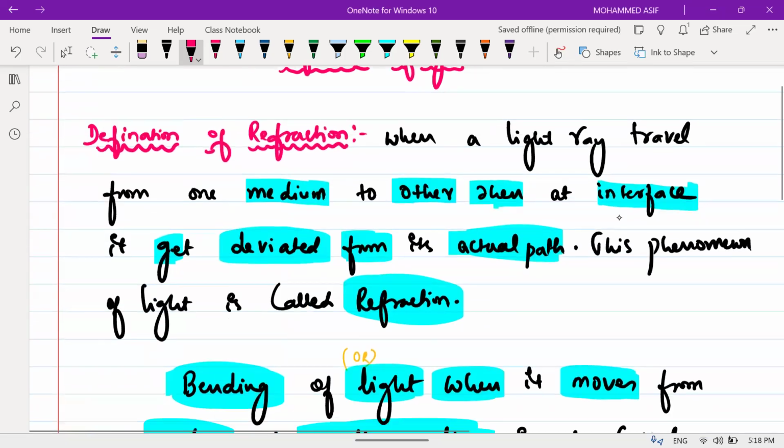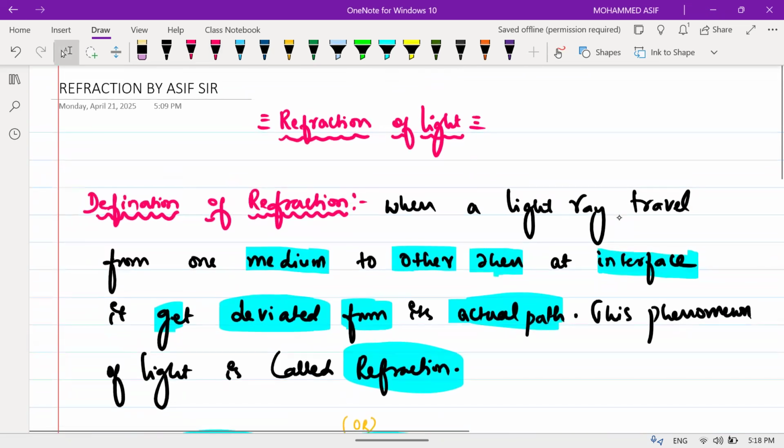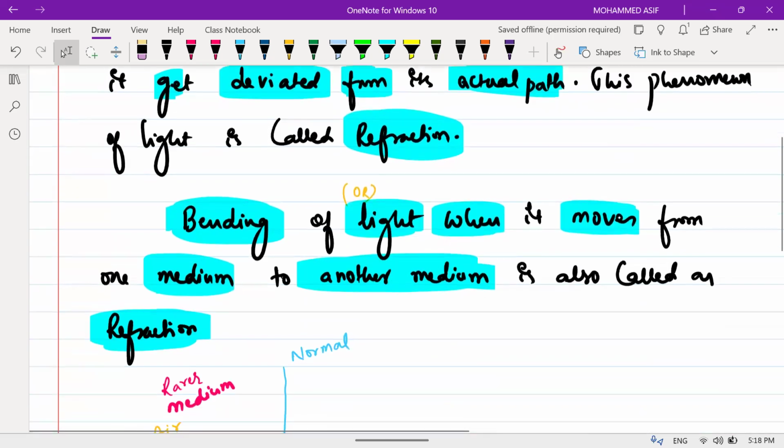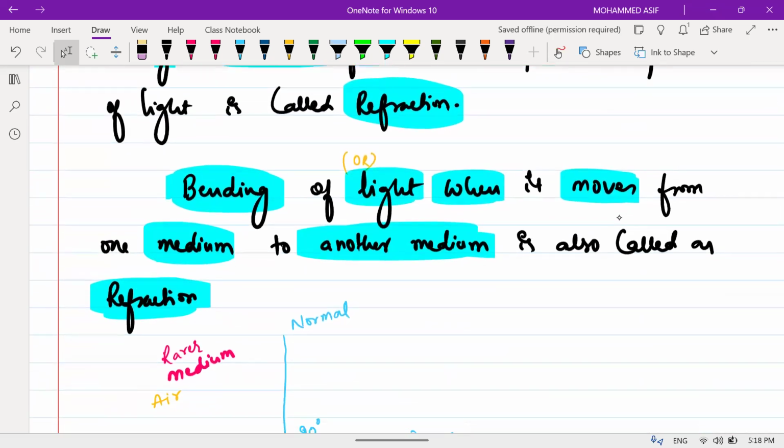Okay, so let us try to define once again the refraction of light. What do you mean by refraction, beta? The definition of refraction is that when light travels from one medium to another medium, it gets deviated from its actual path. This phenomenon of light is called refraction. In other words, we also call it the bending of light when it moves from one medium to another medium.